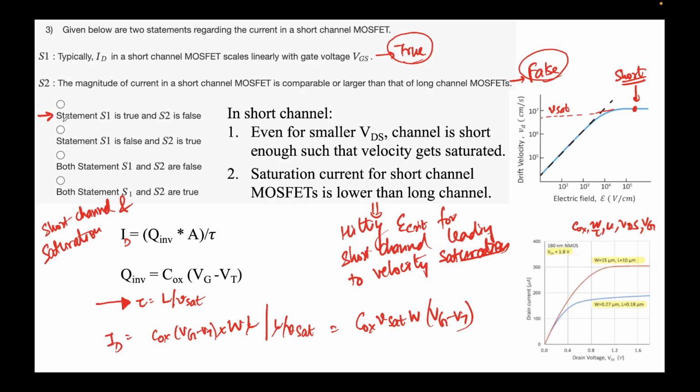All right, so that is the complete analysis of a short channel MOSFET when compared to a long channel MOSFET. The only thing you have to keep in mind is that it does not follow the square law. Rather, it follows a linear dependence on VGS, and the reason for that is velocity saturation. That's the only reason we have been forming the analysis based on that understanding. Okay, so that is all, I think.